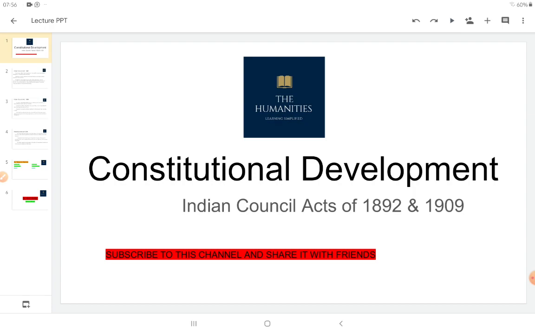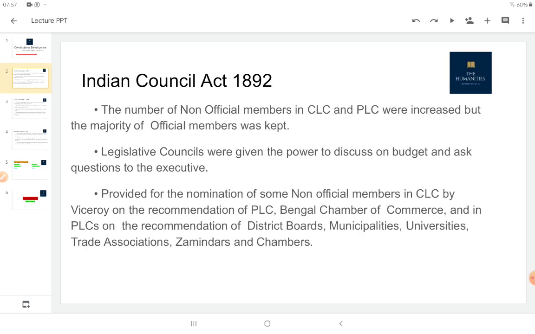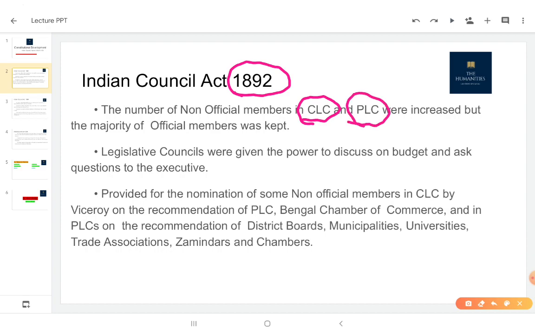Okay, so let's start today's topic. First we will discuss the Indian Council Act of 1892, the act which was passed by the British Parliament to improve the administration in India. It increased the number of members in the CLC, the Central Legislative Council, and the PLC, that is Provincial Legislative Councils. But it increased the number of non-official members only.